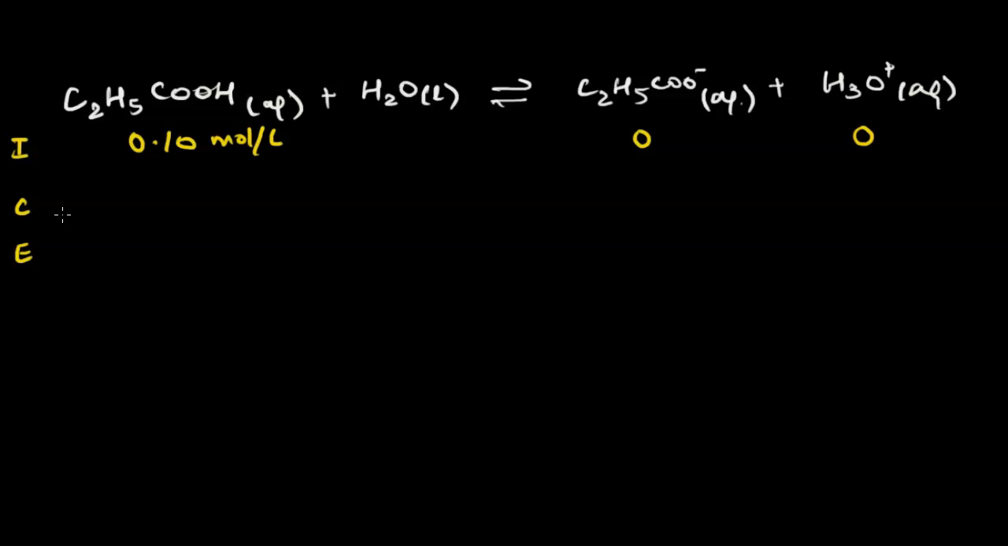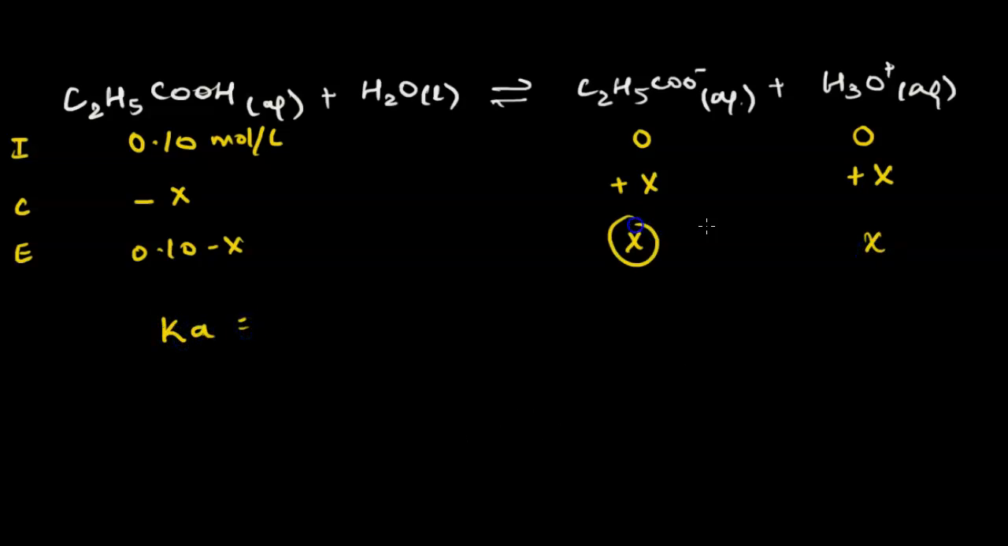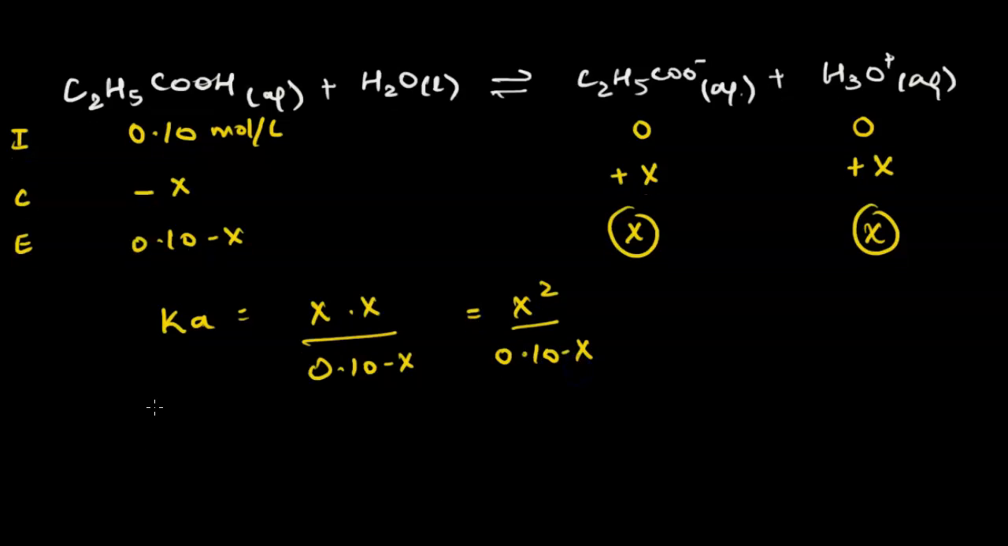Next, the change we would find out after we know this equation is balanced, and we notice that this equation is balanced. So this is going to be a minus x, this is going to be a plus x, and this is also going to be a plus x. At equilibrium, concentration is going to be 0.10 minus x. This is going to be x, and this is going to be just x as well. Therefore, Ka would be equal to x times x divided by 0.10 minus x, which is equal to x squared over 0.10 minus x.